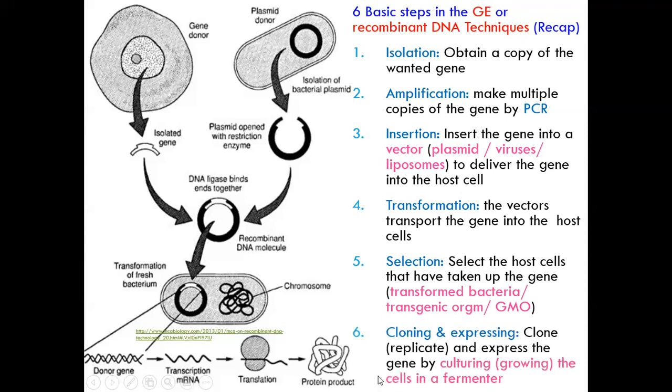Okay. Then after that, clone and express the gene. We want the gene that's inserted into the bacteria to multiply and to be expressed. So we have to culture the bacteria so that the bacteria will divide. As they divide, they will replicate the plasmid and hence replicate the gene, and then they express the gene to form the product, which we call here the recombinant protein. So if you can please label here, this one is actually the recombinant protein produced in this way. Please label this in your notes.